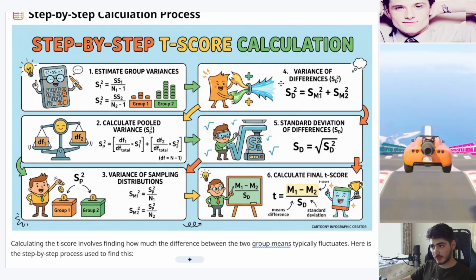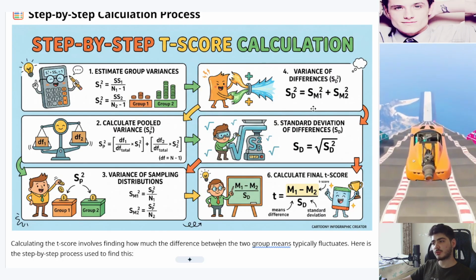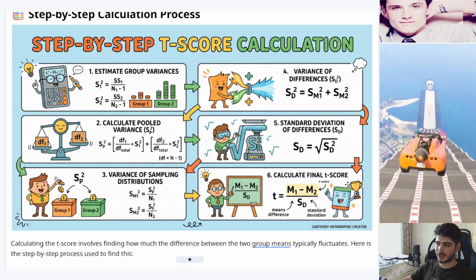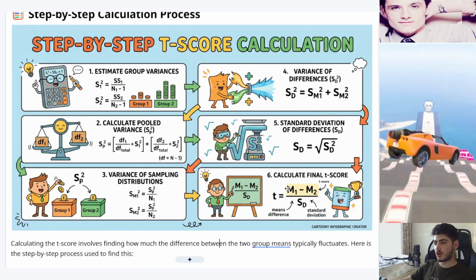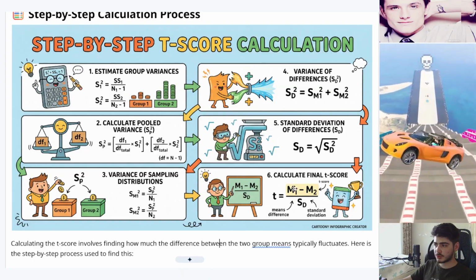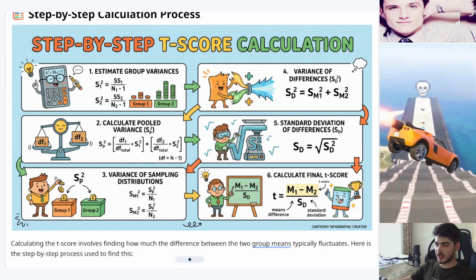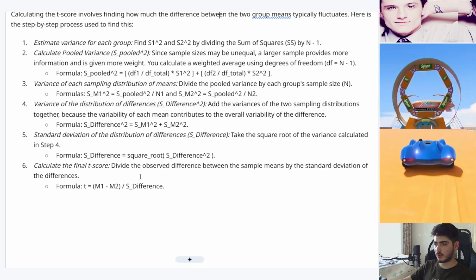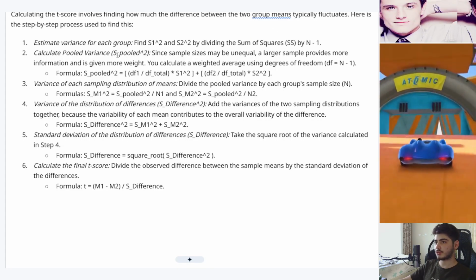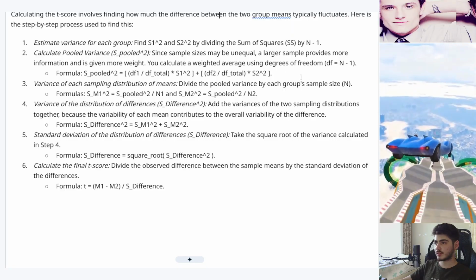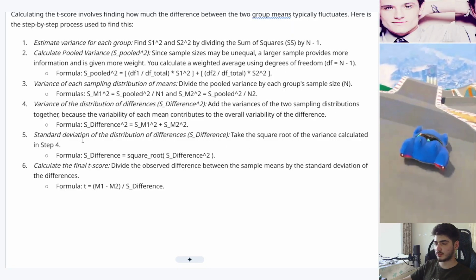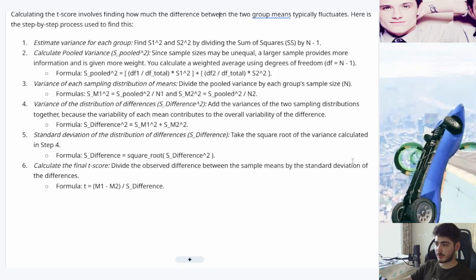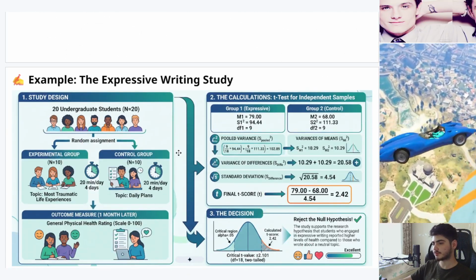So now we have the variance of differences, and then we get the standard deviation of differences as usual, and then we calculate our final t-score. How we do it is by taking the first group, M1, minus M2. And then that yields us our final t-score. Let me see if I missed anything, some squares, etc. Yeah, okay. Amazing. Divide the observed difference between the sample means by the standard deviation of the differences.